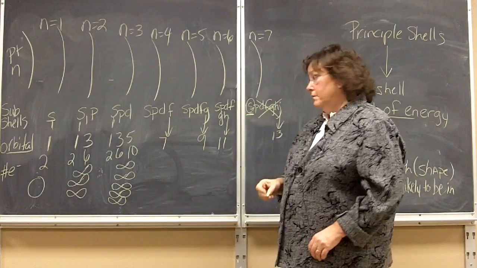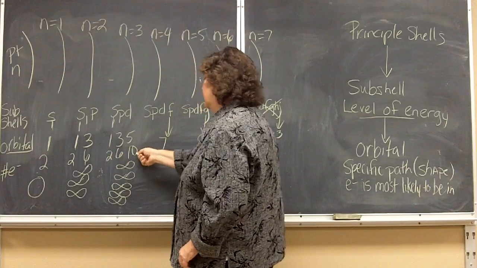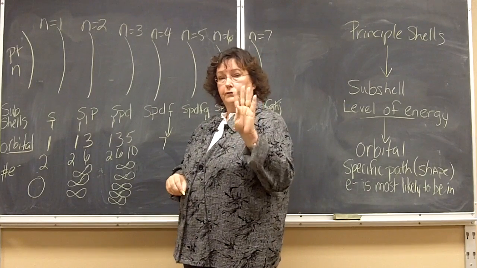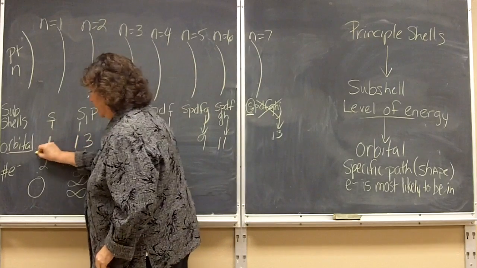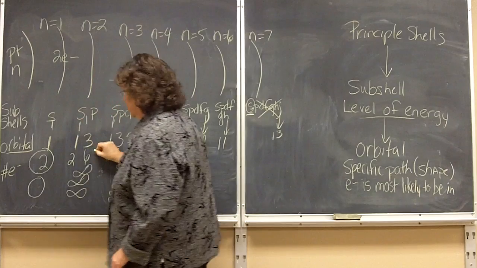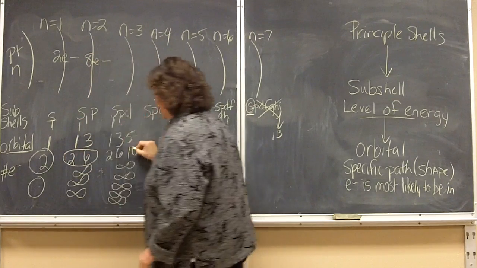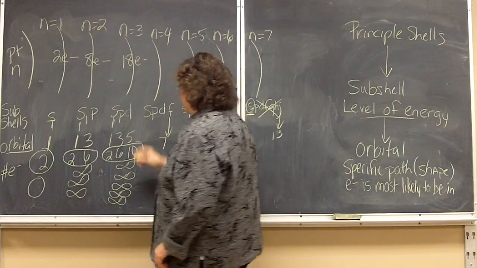Get that pattern? This right here, we've got 2, 6, 10, so for every subshell we can hold up to 4 more electrons. So let's add these up. The first shell can only hold up to 2. The second shell can hold up to 8. The third shell can hold up to 18.